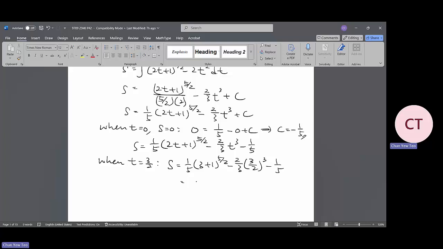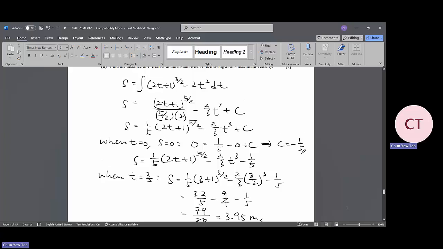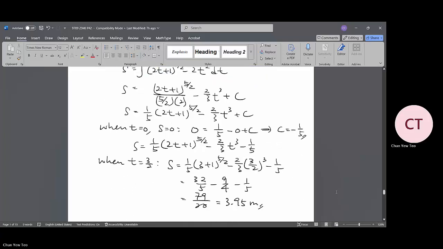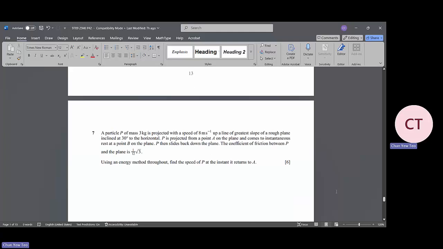So you will get this one as 32 over 5, minus 9 over 4, minus 1 over 5. Press the calculator, simplify it, you will get 79 over 20. Or you can give me the answer in decimal, 3.95 meter. Done. This will be the answer for question number 6B. Moving on, we have question number 7.